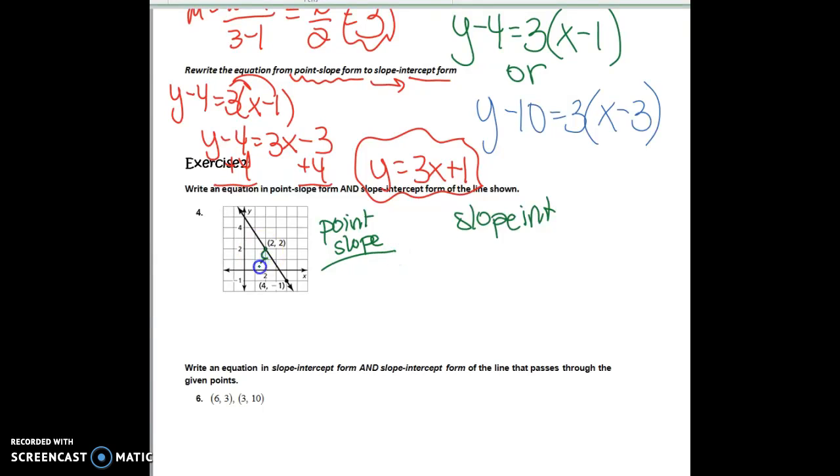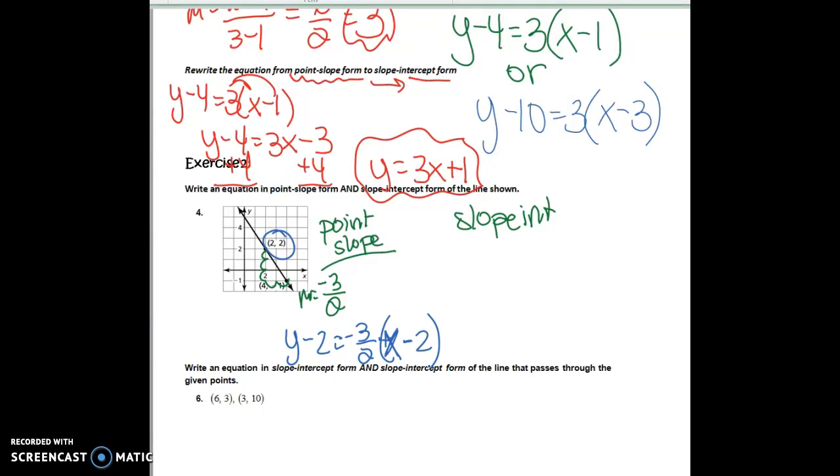I'm going to find the slope. Down 3, right 2 is the slope. So I'm going to use one of the points. I'm going to use this point. y minus 2 equals negative 3 halves times x minus 2. Okay? I like to use the one without the negatives.